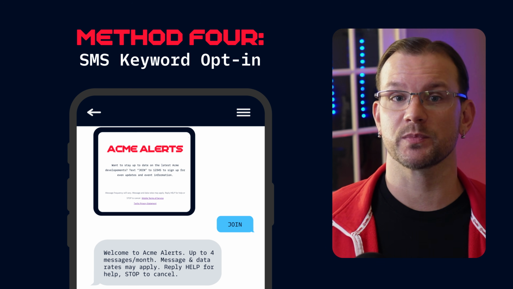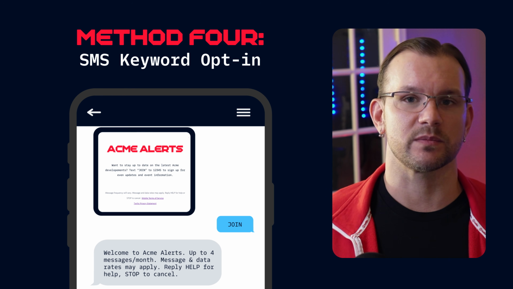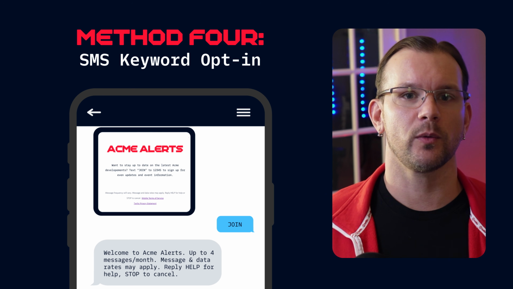Up to 4 messages per month. Message and data rates may apply. Reply help for help, stop to cancel. Remember, what the user sees or hears is what Twilio must see. If you use multiple methods, you must document every single one. Missing even one flow is a one-way ticket to an immediate rejection.